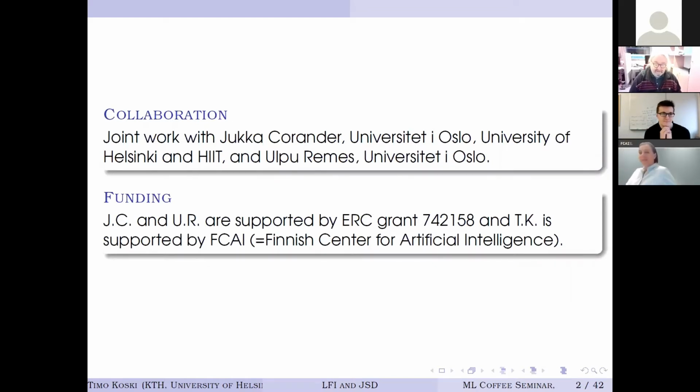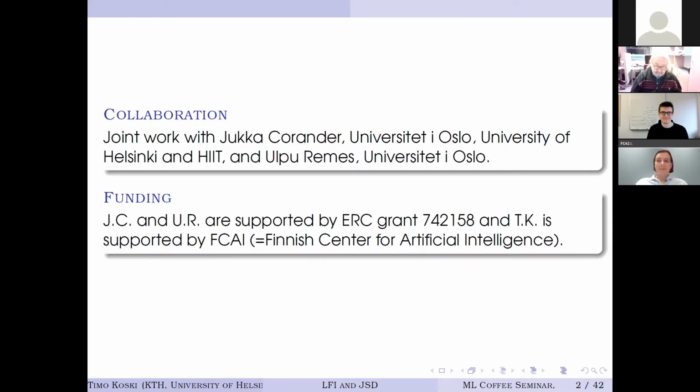Well, anyway, the story is initiated by Jukka Corander, who you probably know, at least some of you here in Helsinki, and then by Ulpu Remes in Oslo. Jukka and Ulpu are working at the Department of Biostatistics in the medical faculty of the University in Oslo. Funding, you see the grant numbers, but I have been supported by the Finnish Center for Artificial Intelligence for my visit here, for which I'm very grateful.